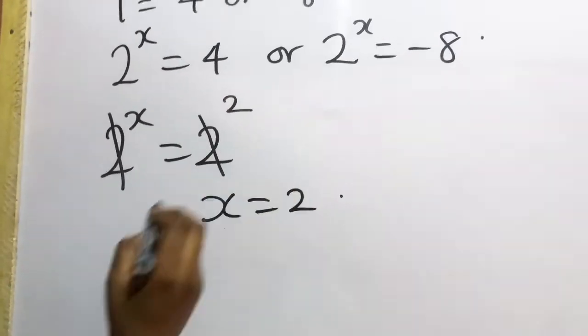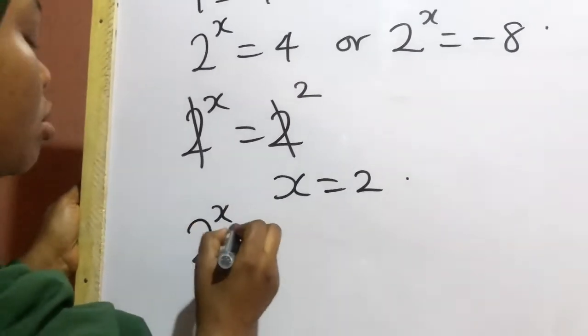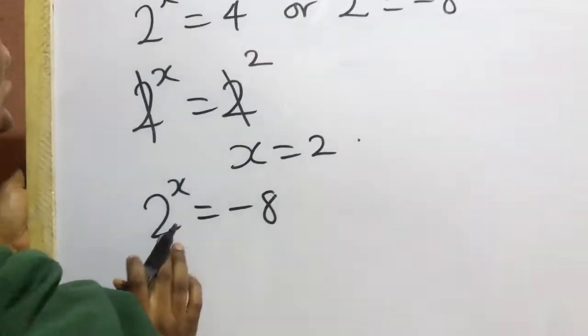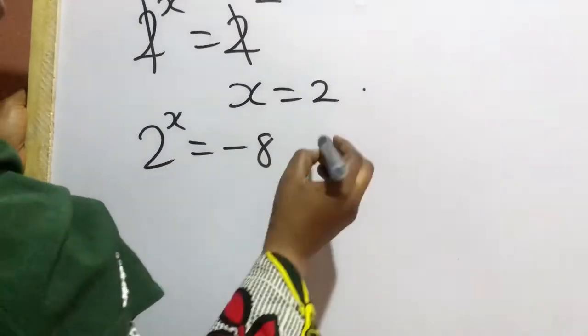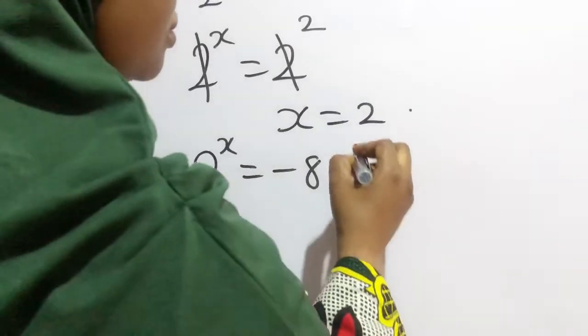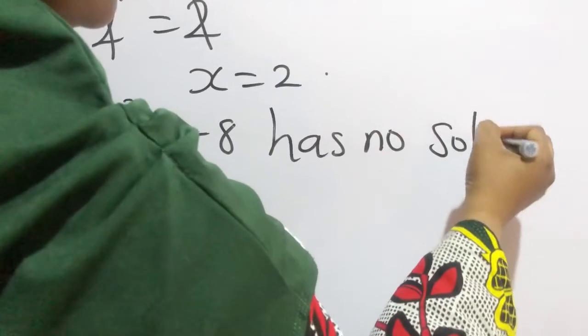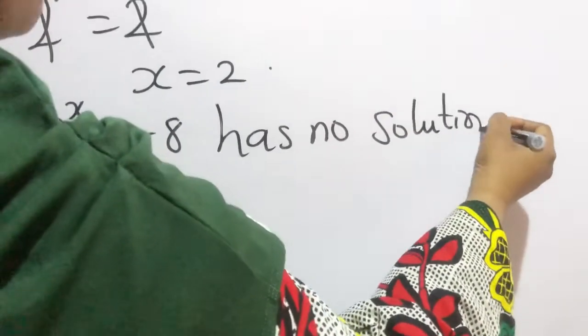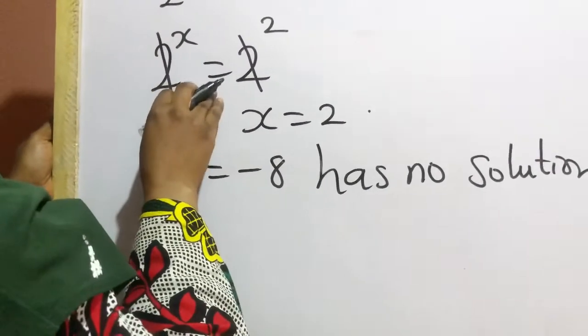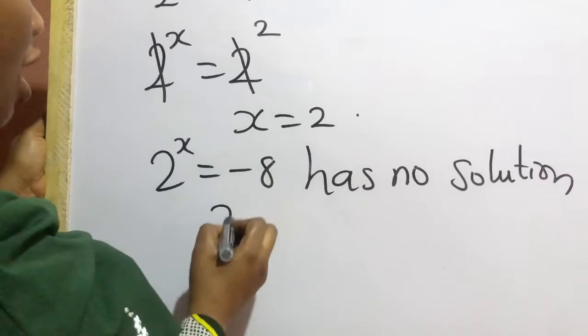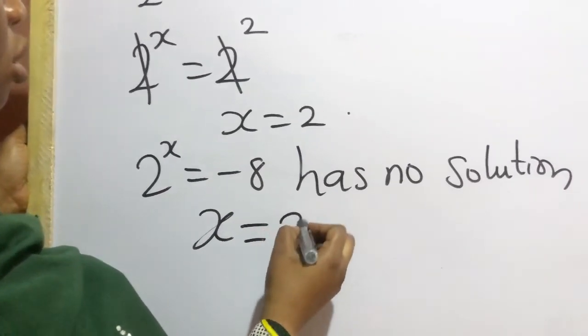So let's check for 2 raised to power x to be equal to minus 8. So 2 raised to power x equal to minus 8 has no solution. So we can only go for when 2 raised to power x is equal to 4. So our answer is x is equal to 2.